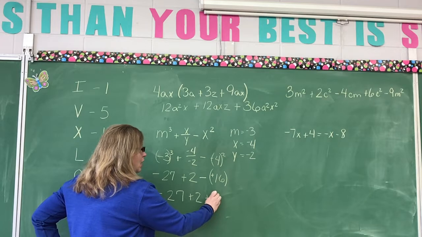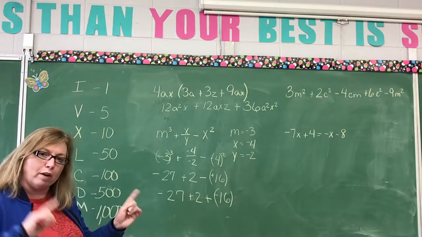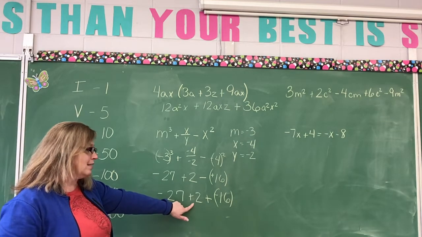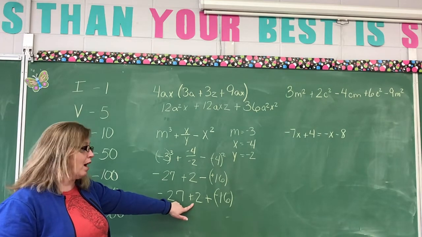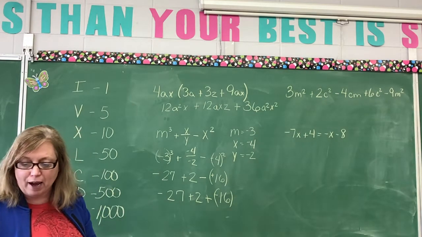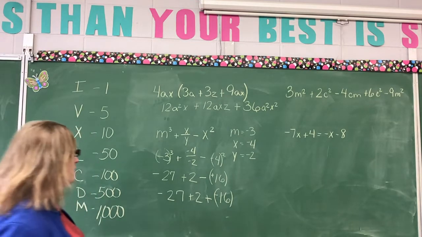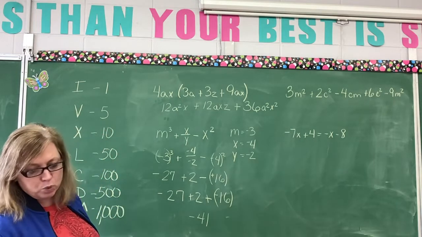Okay, I'm going to change the sign of both of them. Because remember, we don't really subtract when we have positive and negative. So we have negative 27 plus positive 2 gives me negative 25. And negative 25 plus the negative 16 is going to give me a negative 41. Let's go to the next one.